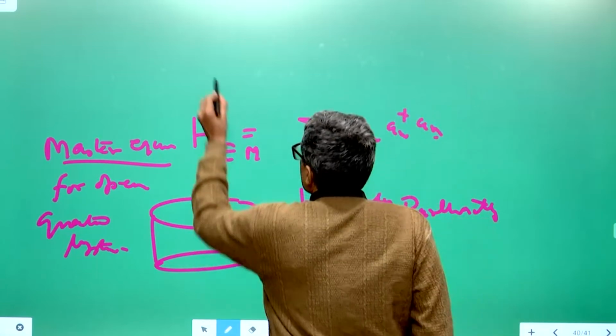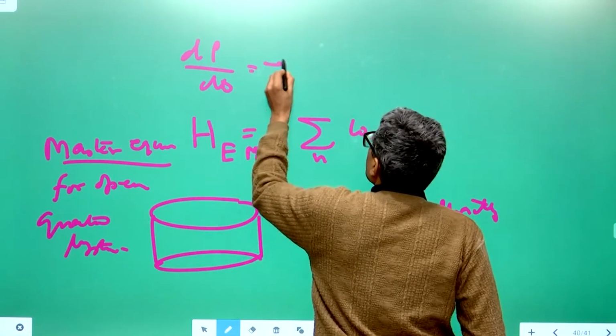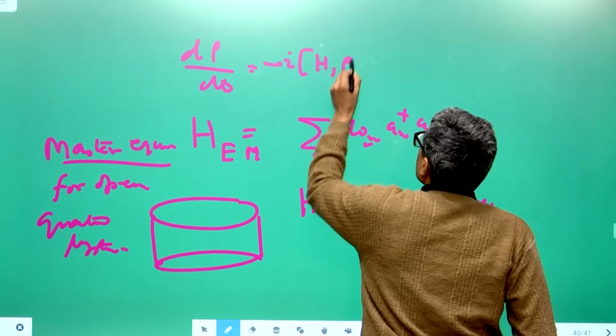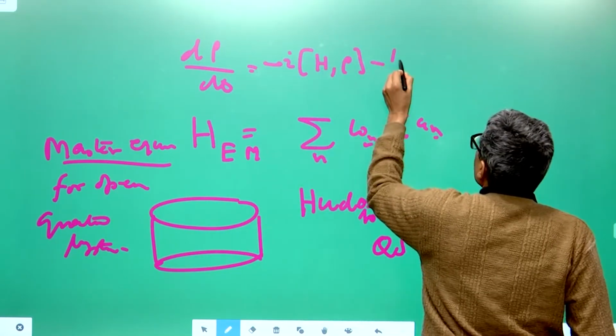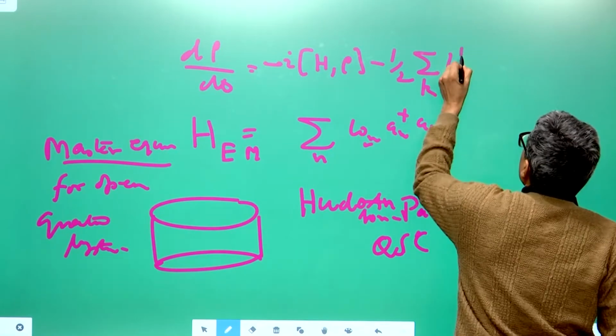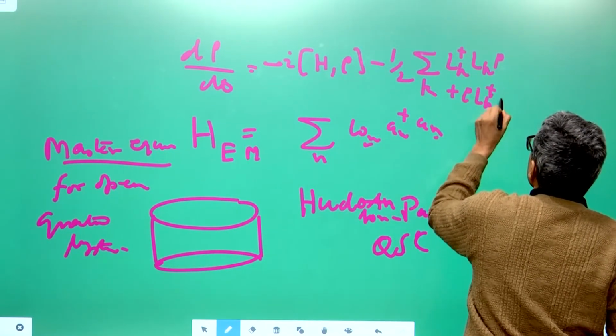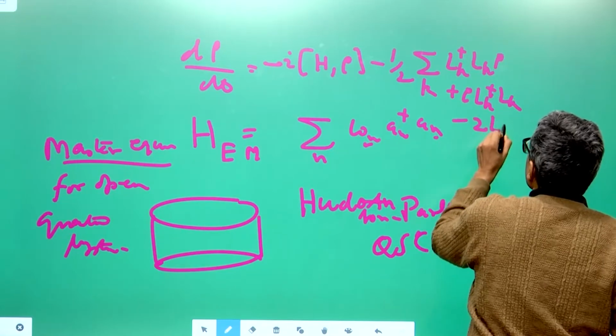So this evolution equation states that d rho by dou t can be written as the sum of a Schrodinger part, minus i times the commutator of h comma rho, where h is the Hamiltonian, minus half times, in terms of Lindblad operators Lk, Lk dagger Lk rho plus rho Lk dagger Lk minus 2 Lk rho Lk dagger.